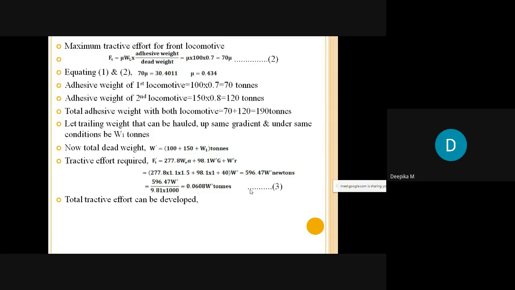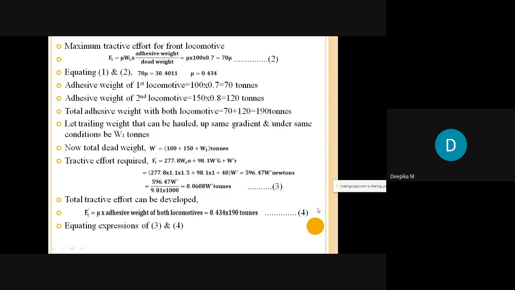So next, what would be the total tractive effort that can be developed? Again it is nothing but mu into the adhesive weight of both locomotives. So what is mu here? We have found here it is 0.434, because it is the same condition. And what would be the total adhesive weight, which is 190 ton. So substitute here, and hence we will get the value. Let this be equation 4.